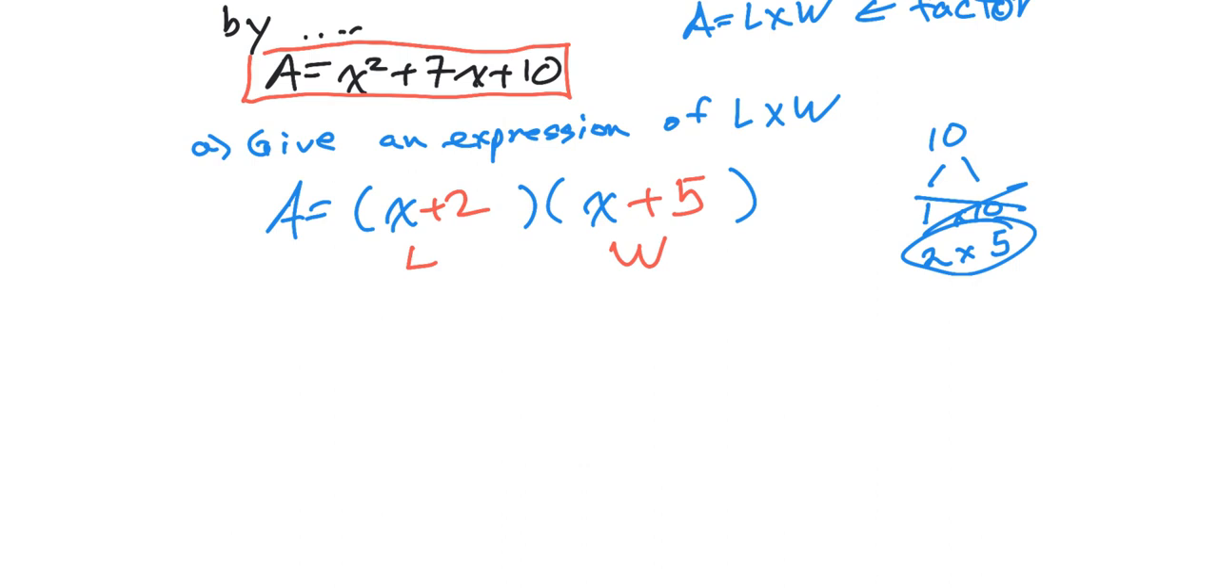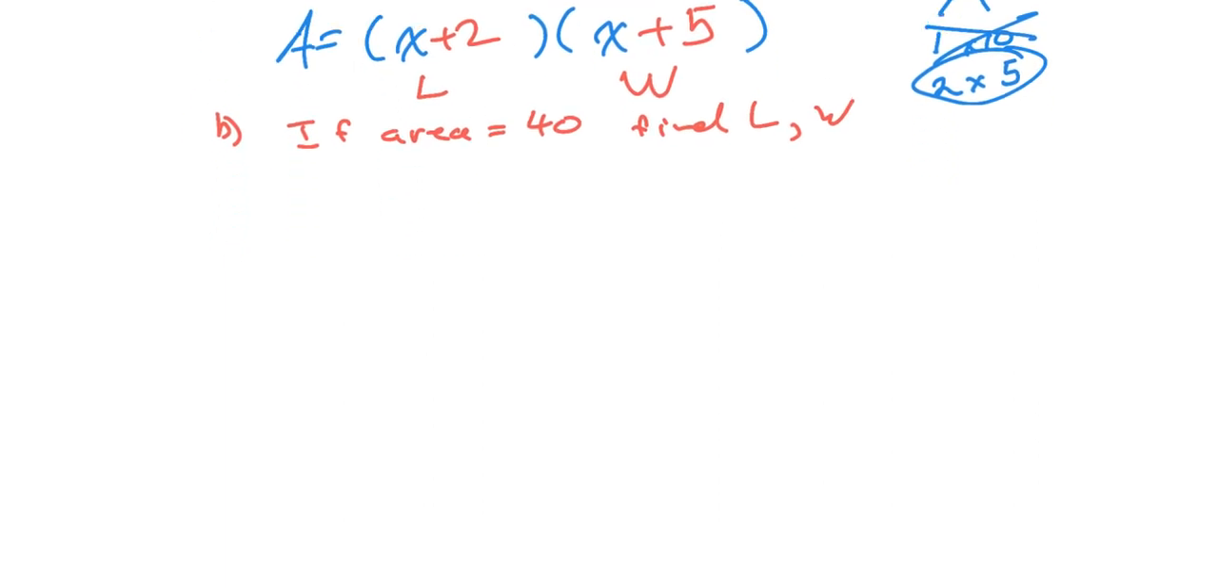All right? Now, the last part of the problem requires us to do some weirdness. It says, if the area equals 40, find the length and the width. Find L and W. So in order to do that, we're going to cheat. We're going to say 40 is the original equation. So 40 is equal to x squared plus 7x plus 10.